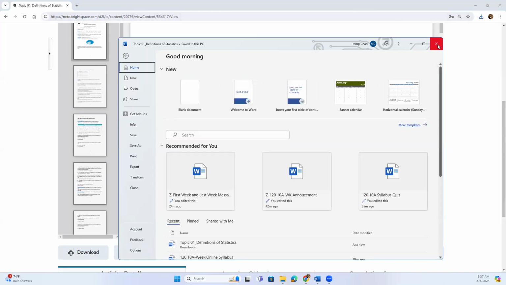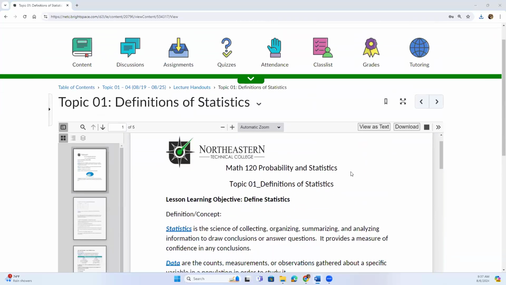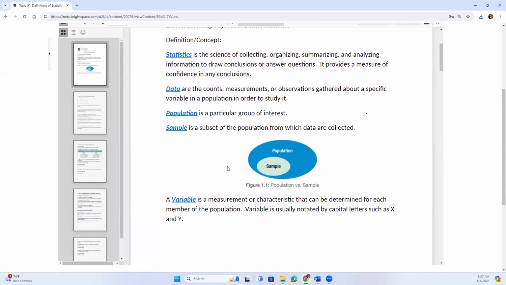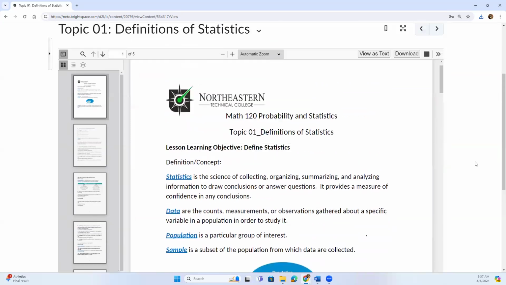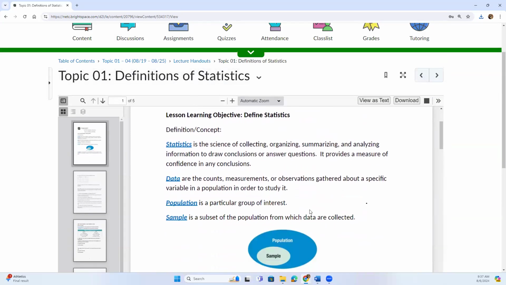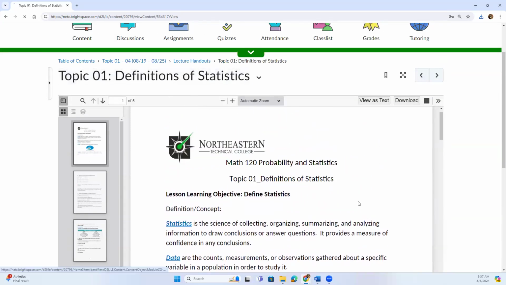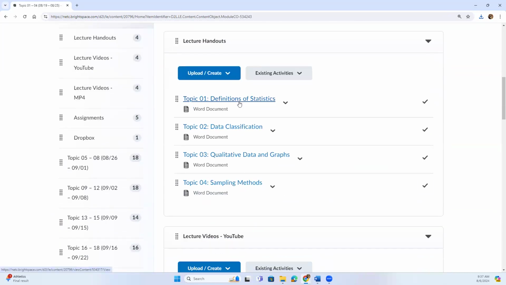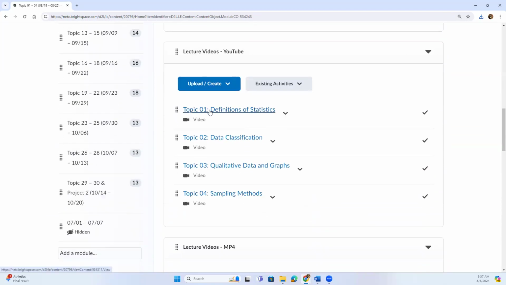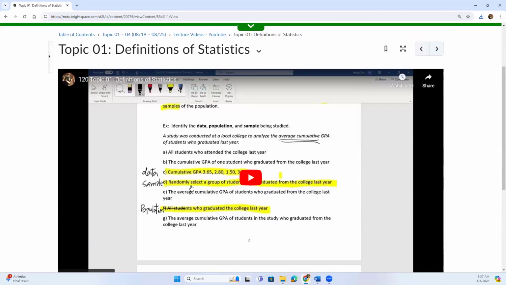If you print directly from D2L, sometimes some of the mathematical symbols I have on the lecture handout may not show up. So once you print or copy down what's on the lecture handout, then you will watch the lecture video and take notes on the handouts. What you see on the video is basically me going over what's on the handouts.